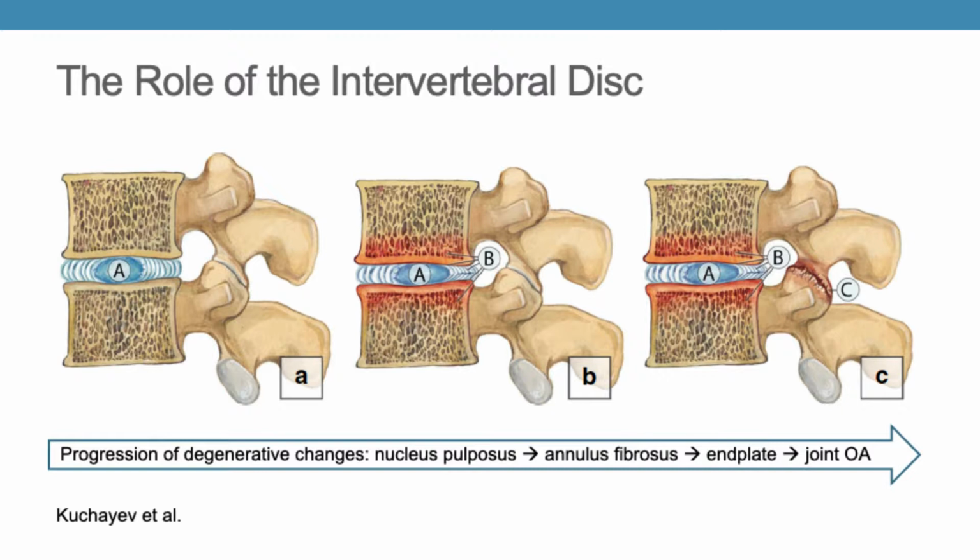There's A, B, and C. A is going to be normal, or maybe just changes with the nucleus pulposus, but then it kind of degenerates over time. And as you see in figure B, now you have degeneration of the end plates of the vertebral bodies, and then it progresses to level C, which is going to cause narrowing as the disc itself becomes flatter. It doesn't really keep those vertebral bodies apart very well.